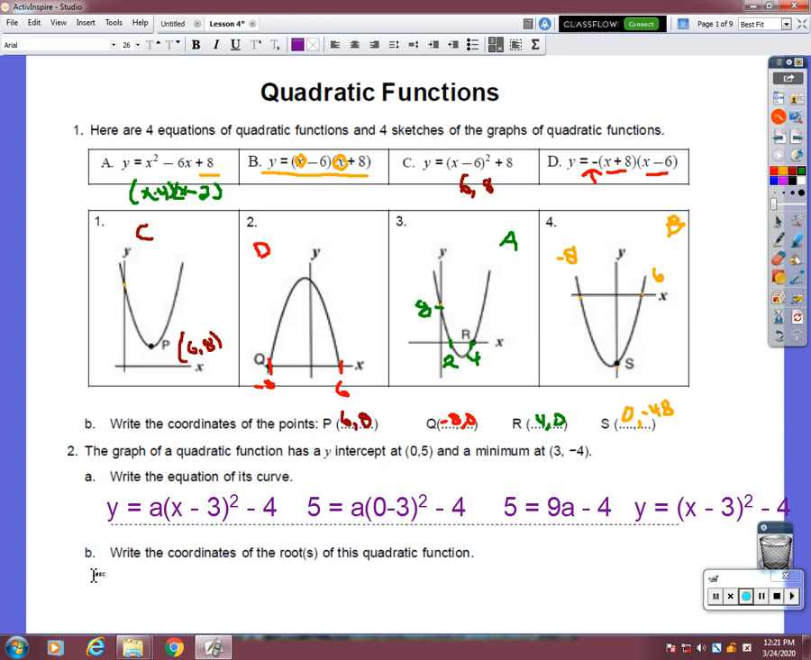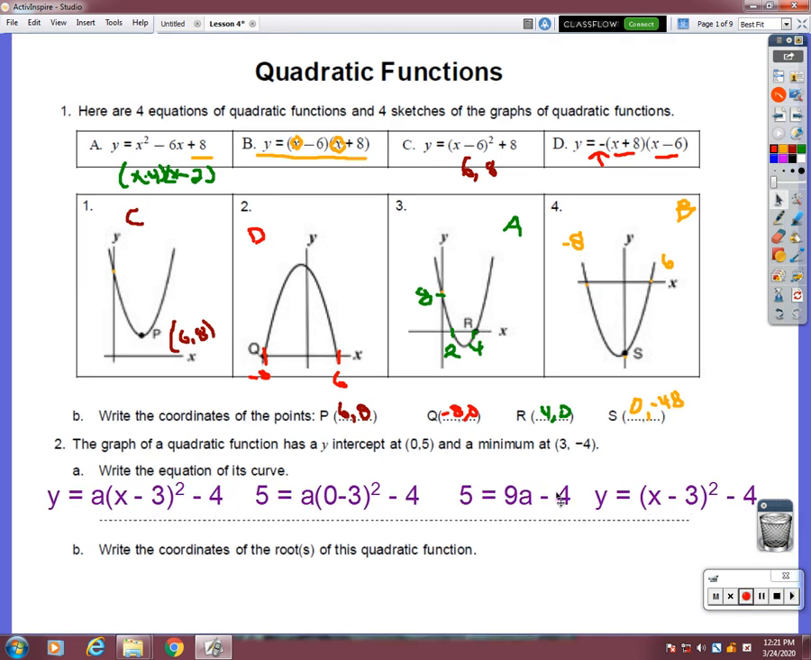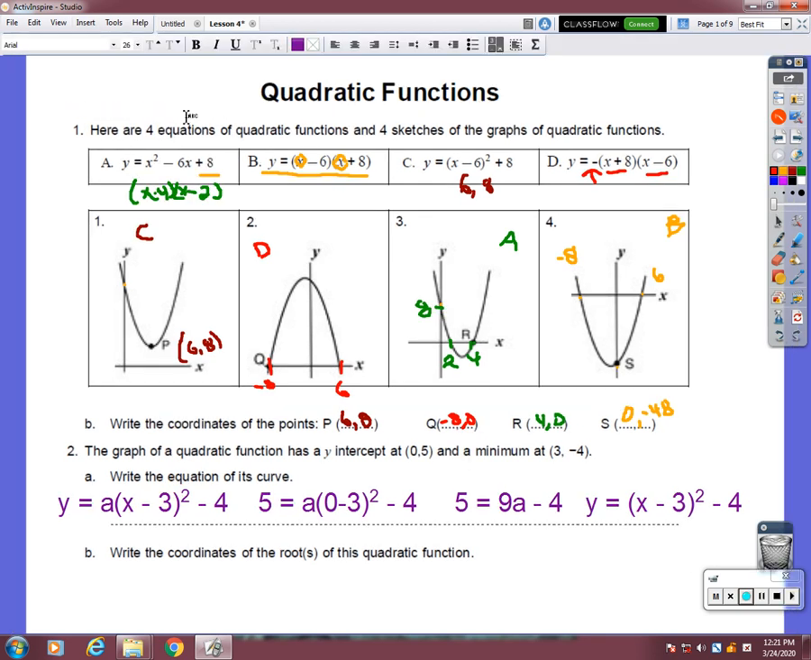Okay, then it says write the coordinates of the roots of this quadratic function. The roots are a fancy word for where the graph crosses the x-axis. So in order to figure those out, I have to switch this to factored form. But in order to switch it to factored form, I first need to switch it to standard form. So the first thing I'm going to do is FOIL it out. So if I go x minus 3 times x minus 3, we would go through this in more detail if we had time in class.